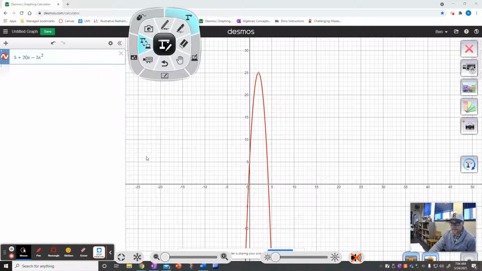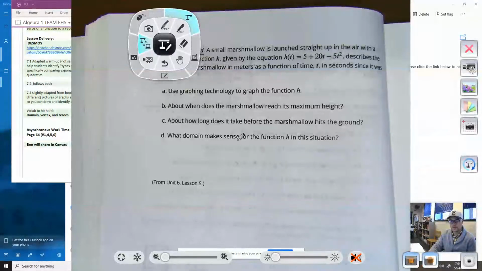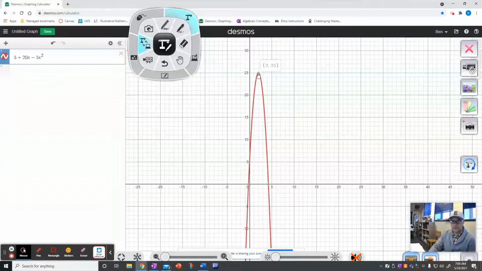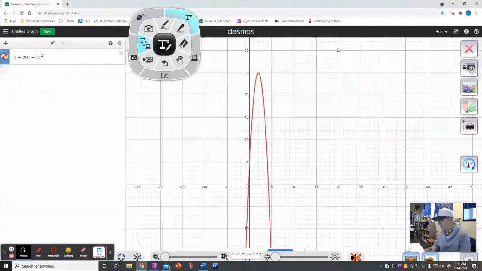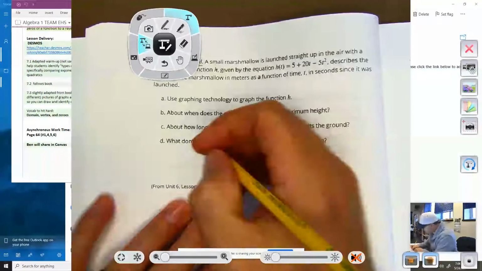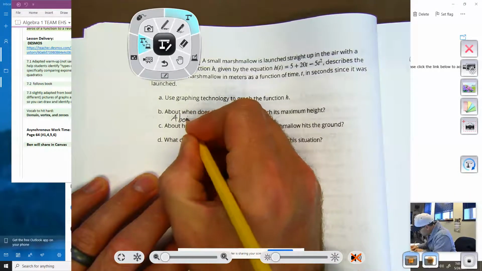Okay, so we're going to find some interesting information about this by looking at this graph. All right, I'll go ahead and move that out of the way. Okay, about when does the marshmallow reach its maximum height? Well, you can see right here, that's its maximum height, and it gets there after 2 seconds. So the answer to B is about 2 seconds. You don't need to be exact.